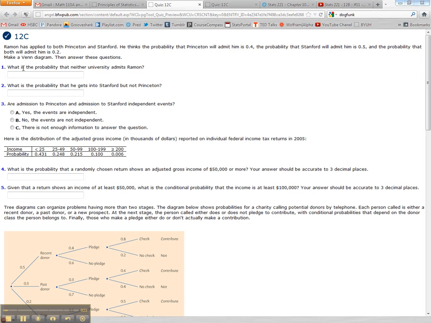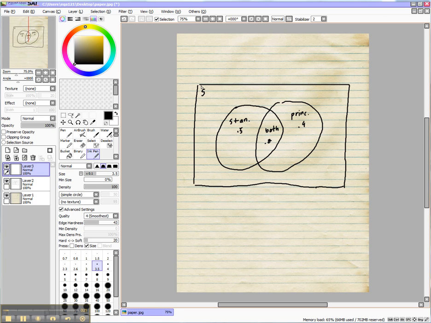Question 1, what is the probability that neither university admits Ramon? I drew out the diagram for us. Remember that the entire box is the entire sample space. And remember, the rules of probability say that the entire sample space, the whole box, is 1. So within the entire sample space, we have the diagram where the probability of him getting admitted to Stanford is 0.5, the probability of him getting admitted to Princeton is 0.4, and the probability of Ramon getting admitted to both schools is 0.2.